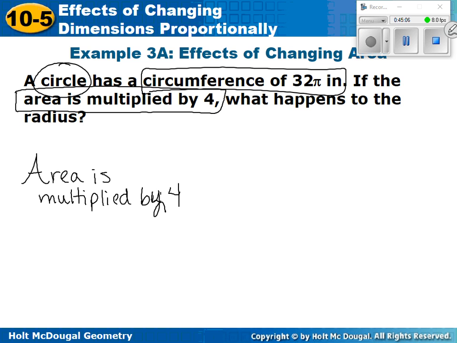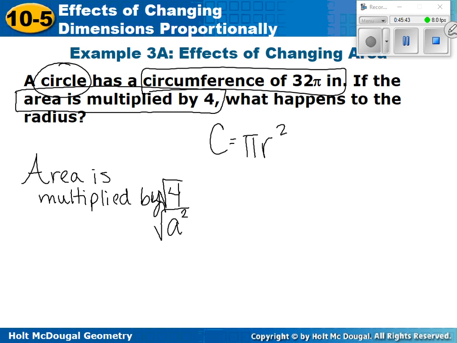So you have to think about the formula. What's the formula for a circle for area? Pi r squared. How many dimensions are in a circle then? One variable, r, right? So when you change one dimension, are you changing all the dimensions? Yes, if you change r, and that's the only dimension it has, then you've changed all the dimensions. So you're using the second shortcut, not the first one. So if the area is multiplied by 4, then they're basically giving you a squared. So we're just going to take the square root.